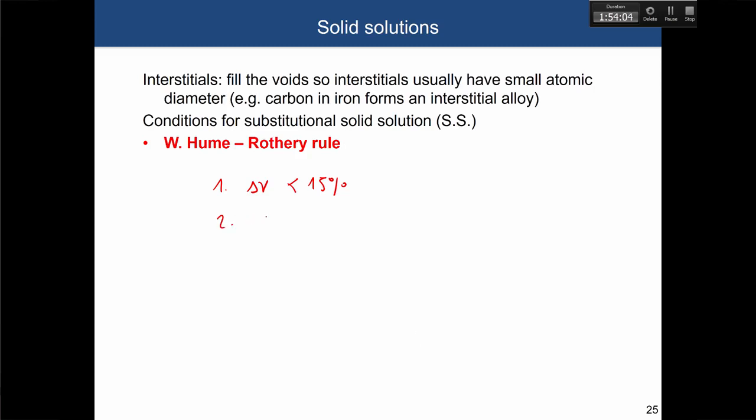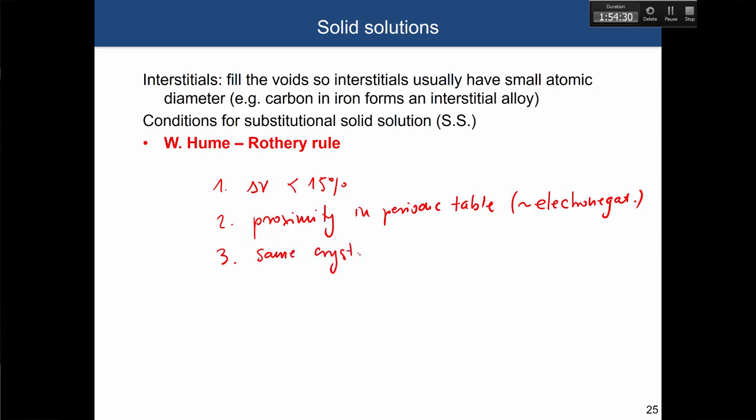The second is the proximity in the periodic table. What that means is that they should have similar electronegativity. The third requirement is that they have relatively similar crystalline structure. And the fourth is the valence. So that's basically a set of empirical rules that tells you how likely it is that one material will form point defects in a host crystal.